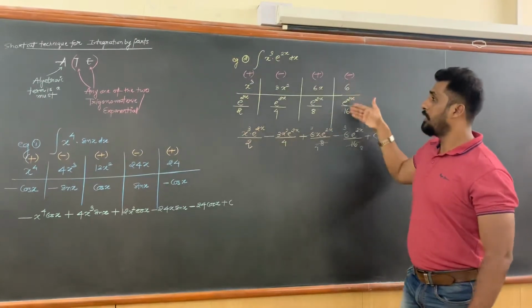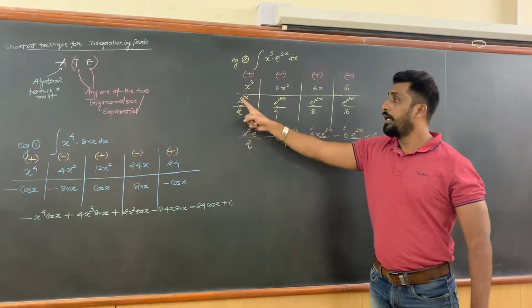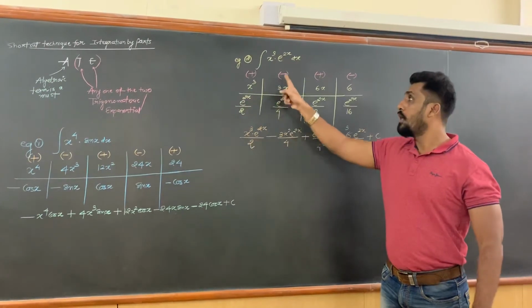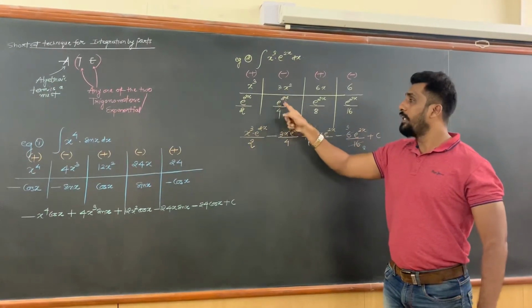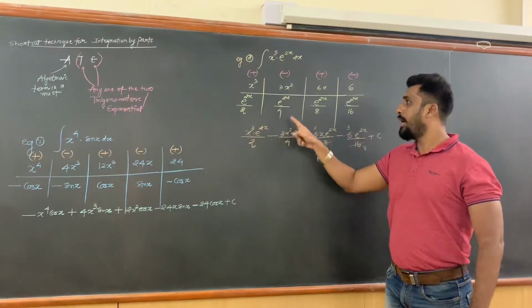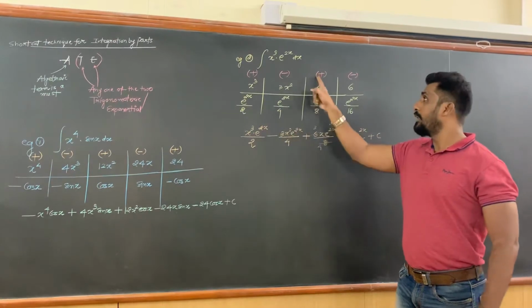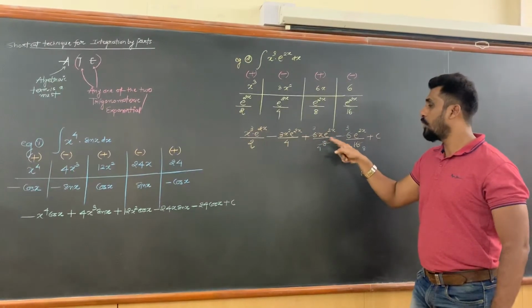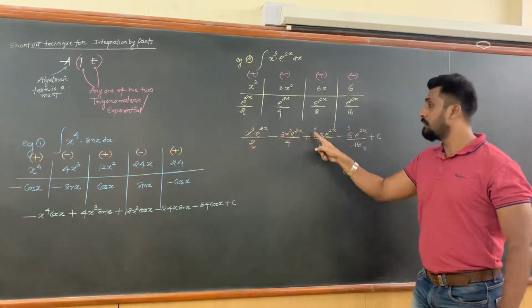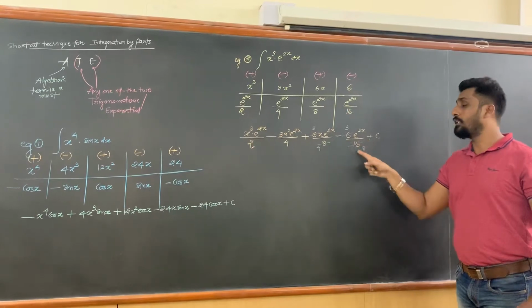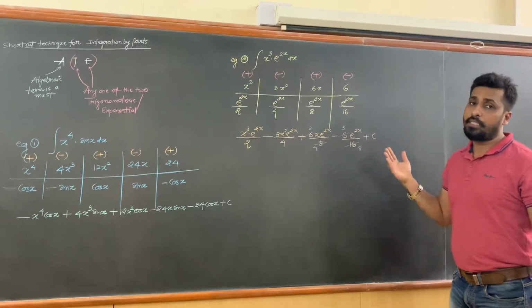So your answer is going to be plus x cube into e raised to 2x upon 2. See, that's plus x cube e raised to 2x upon 2. Then minus 3x square into e raised to 2x upon 4. So that becomes minus 3x square e raised to 2x upon 4. Then there is plus 6x into this e raised to 2x upon 8. So 6x e raised to 2x upon 8. 6 and 8 can be cancelled, 3 and 4, and minus 6 into e raised to 2x upon 16. Obviously, you should put plus c at the end.